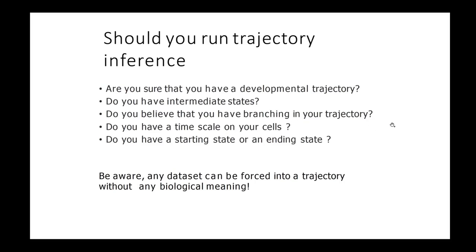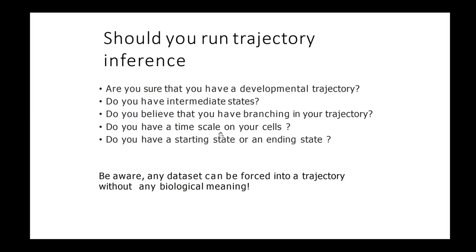Do you believe that there is any branching in your trajectory? This is an important question to understand which trajectory tool you will use. If you have to answer this with yes or with I don't know, you should maybe go to different trajectory tools. Do you have a time scale on your cells? By time scale, I mean some people do actually measure cells at different time points, so you actually know that they should be part of a trajectory. And then even if you measure them at 24 hours, 48 hours, etc., you can still put them along a time scale, and you know if it fits the trajectory that you have inferred yourself. And the last question, do you have a starting state or an end state?